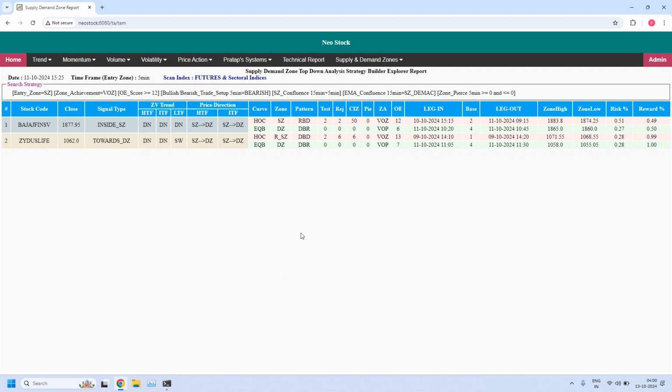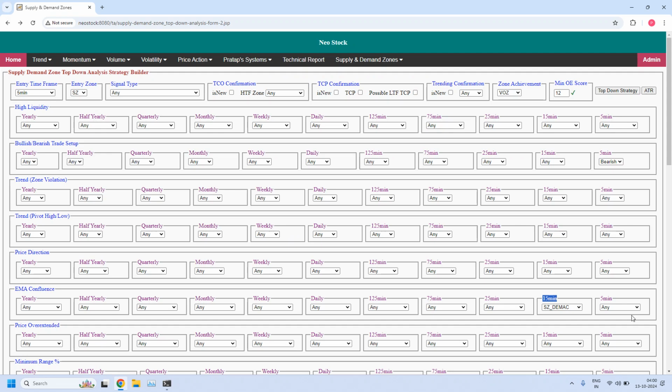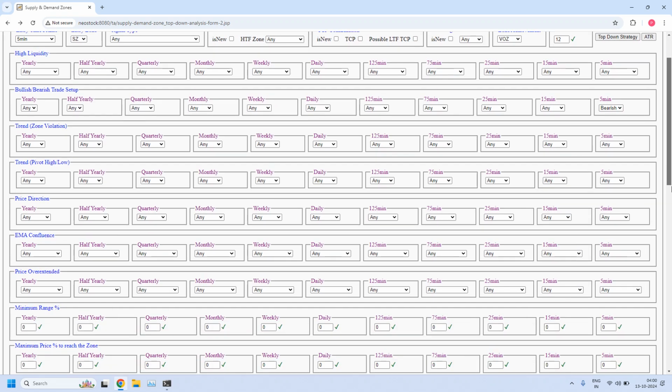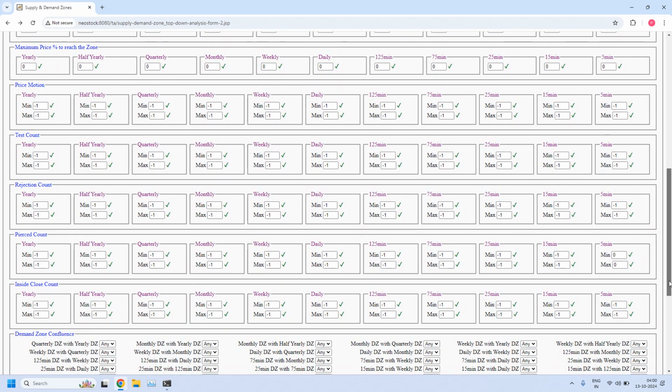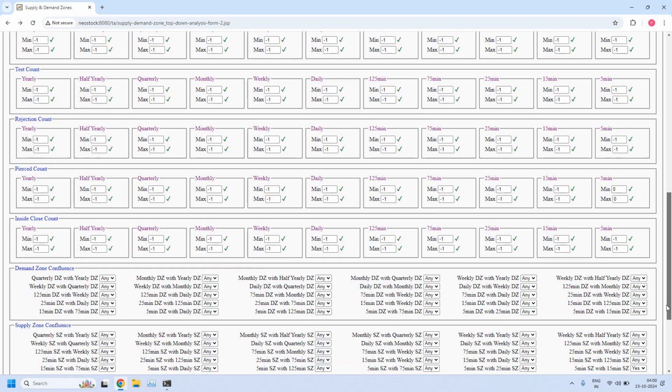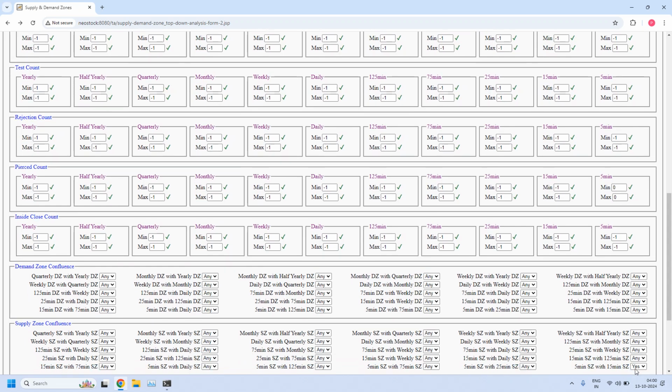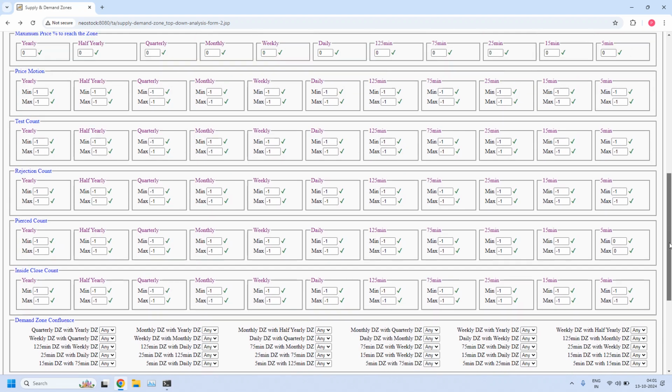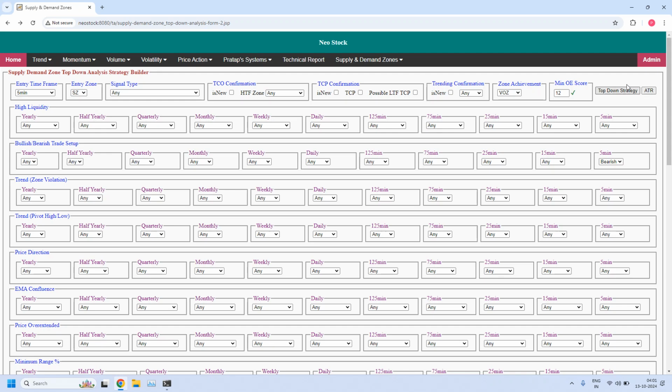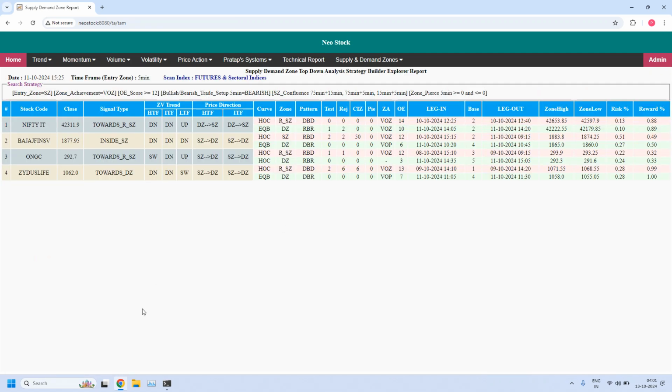Okay, next let us look for LTF, ITF, HTF confluence. First I need to remove this EMA filter, removed it. So in the supply zone confluence, already the 5-minute supply zone with 15-minute supply zone filter is enabled. This is yes. Next 2 more filters, 5-minute supply zone with 75-minute supply zone and 15-minute supply zone with 75-minute supply zone confluence filters are enabled. With all the 3 filters, LTF, ITF, HTF confluence, we got 4 stocks.